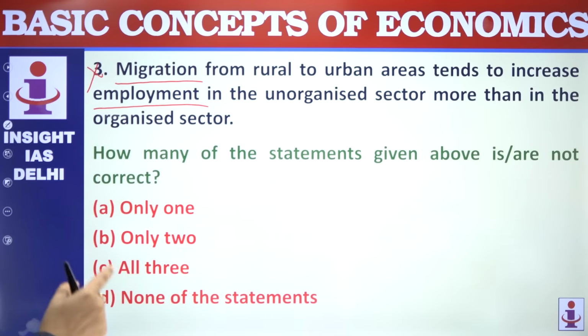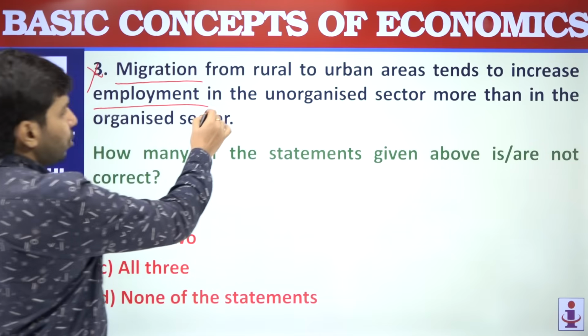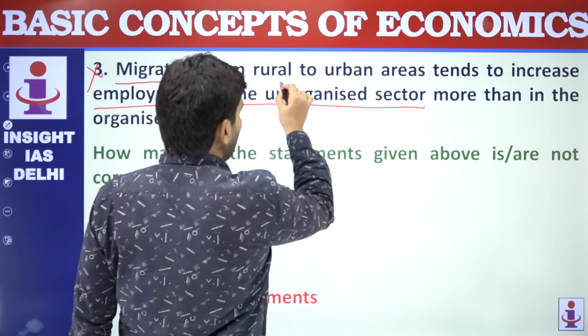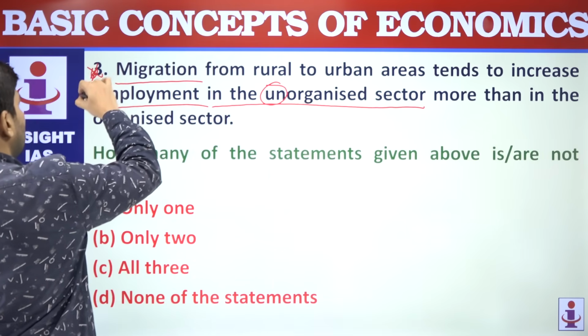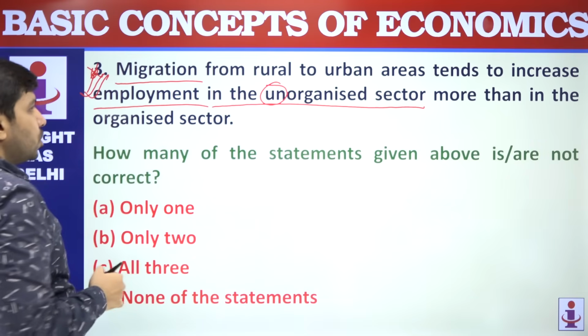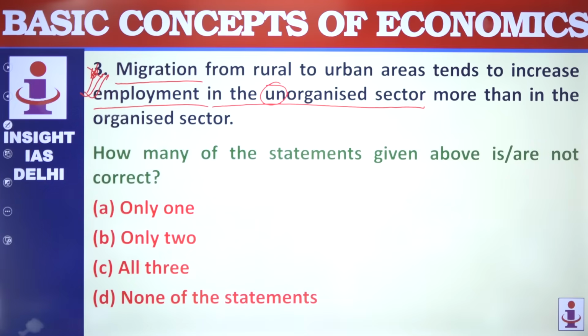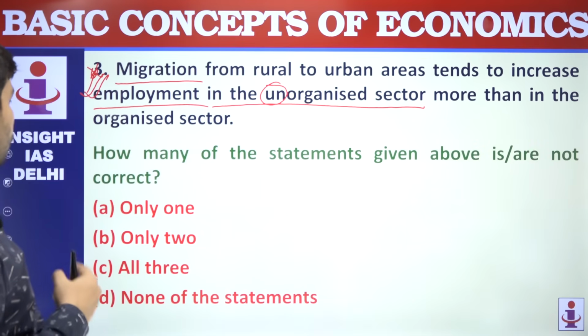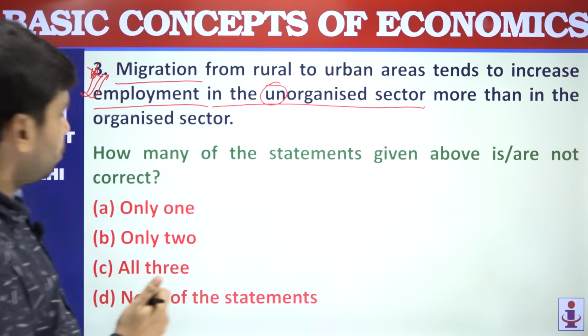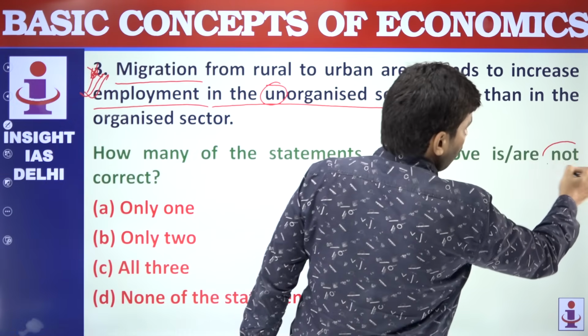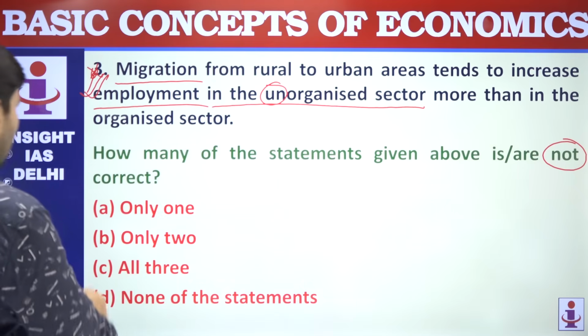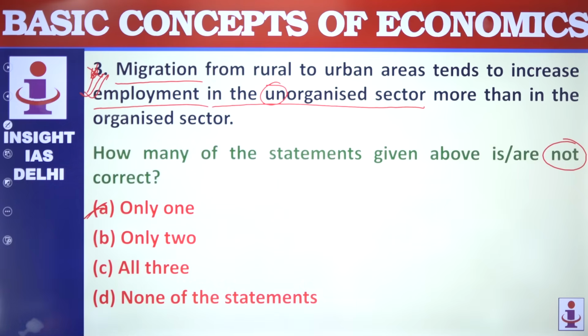Three: migration from rural to urban areas tends to increase employment in the unorganized sector. So yes, this statement is correct, because if people are not getting properly skilled, the employment in the unorganized sector will increase. So 1 and 3 are correct. So the question is asking about not correct. Only 1 is not correct.